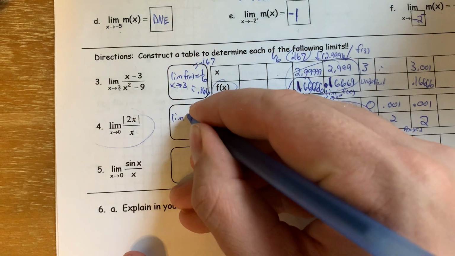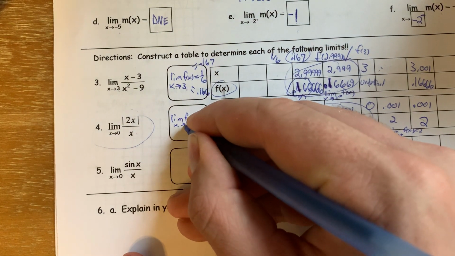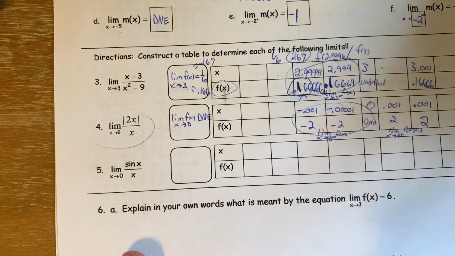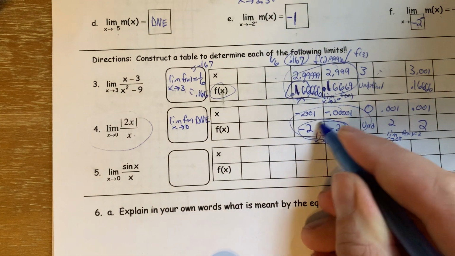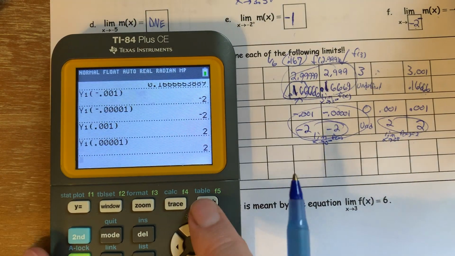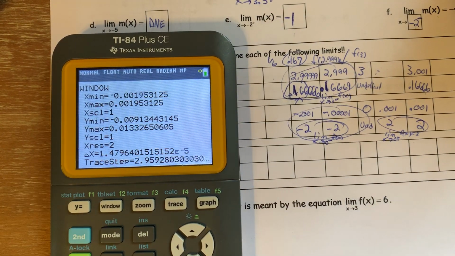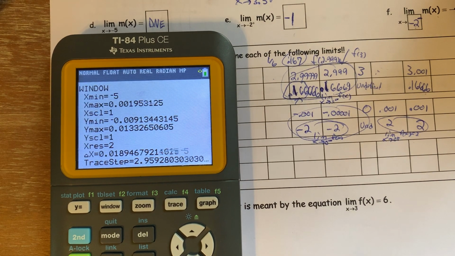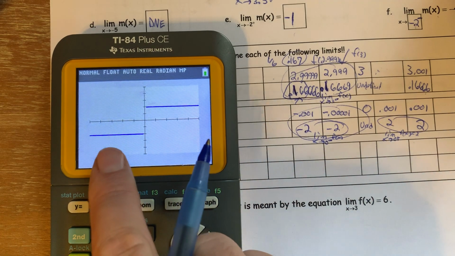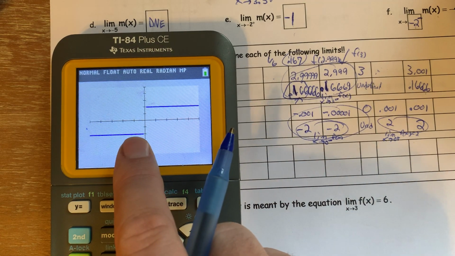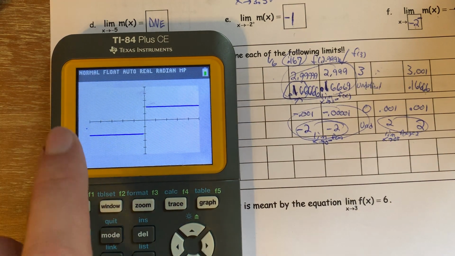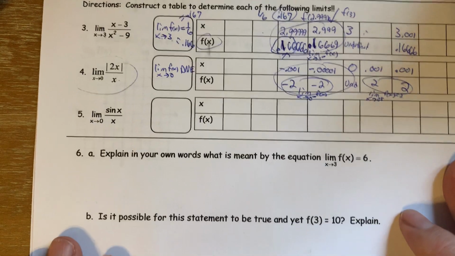The limit of f of x as x approaches 0 does not exist. And it doesn't exist because the limit from the left was -2 and the limit from the right was +2. If I graphed this, let me make my window go from -5 to 5, good enough. If I graph this, I can see why. The limit from the left is -2, the limit from the right is +2, and the two limits aren't the same. So hopefully we can see that on the graph as well.